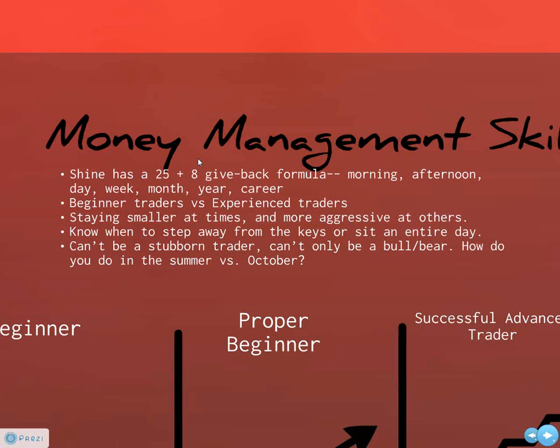Know when to step away from the keys or sit out an entire day, when you are not trading right, when it's not your type of day. Hey, I'll be the first one to admit Fridays are not my best days. How do I know? I go through my analytics. I go through my stats. I go through my diary. Fridays are not my best days. What do I do? I chill out on Fridays. I play a little bit more defensive. What has that done for me? It's allowed me to take advantage on Fridays.